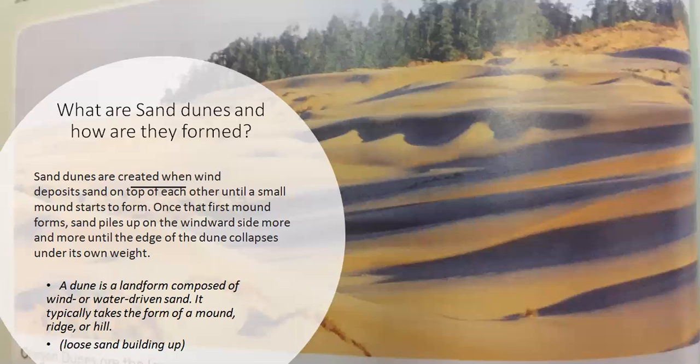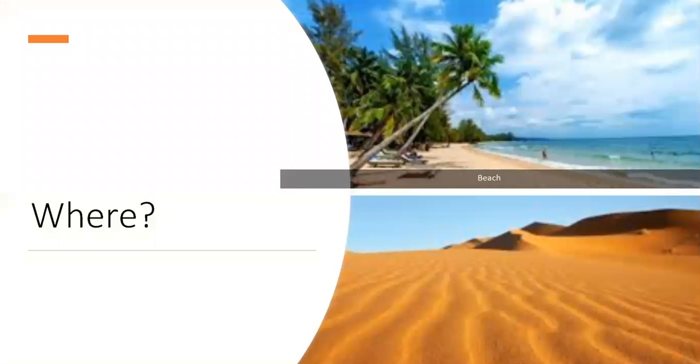As we said, they're created when wind deposits sand on top of each other until a small mound starts to form. What does that tell you? It tells you that the sand just keeps building up and building up, essentially forming that sand dune. The question is, where are they? Here we can see two pictures of a beach and the desert. These are two examples of where we would find sand dunes. This is a very nice beach.